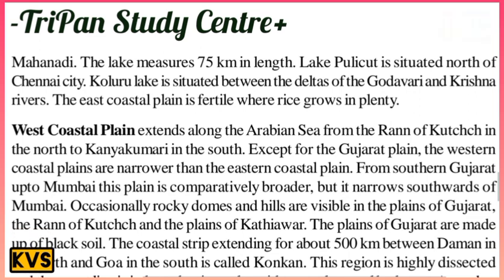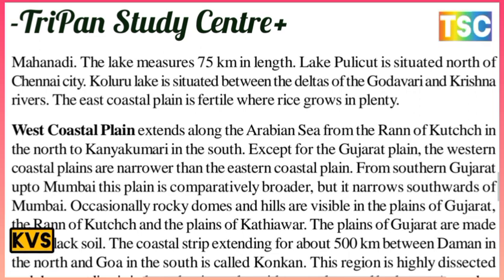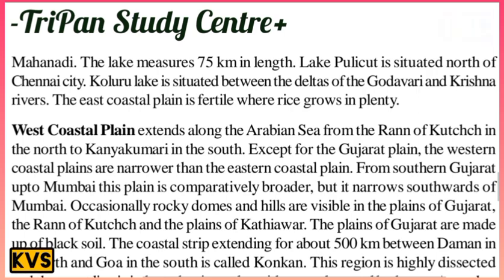Lake Pulicat is situated north of Chennai city. Kolleru lake is situated between the deltas of the Godavari and Krishna rivers. The east coastal plain is fertile, where rice grows in plenty.